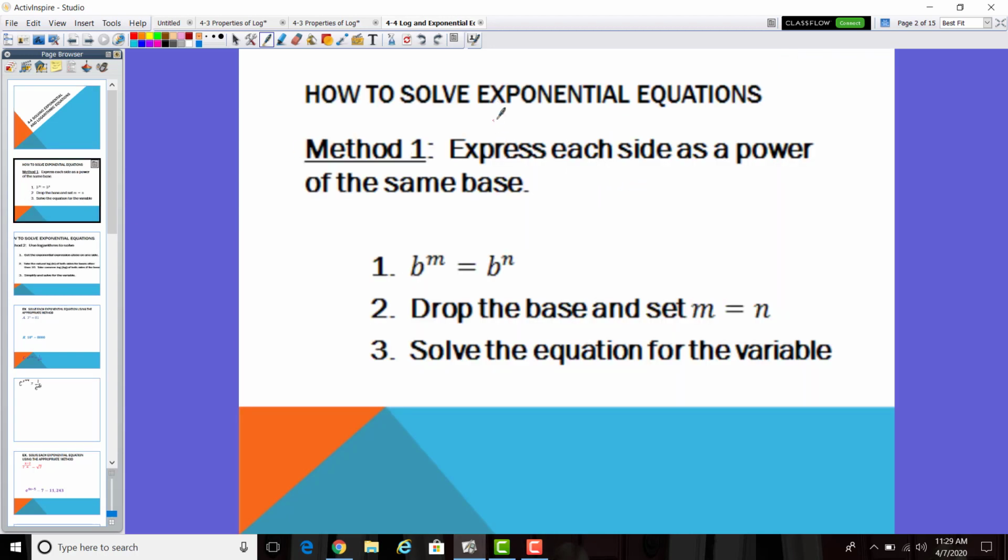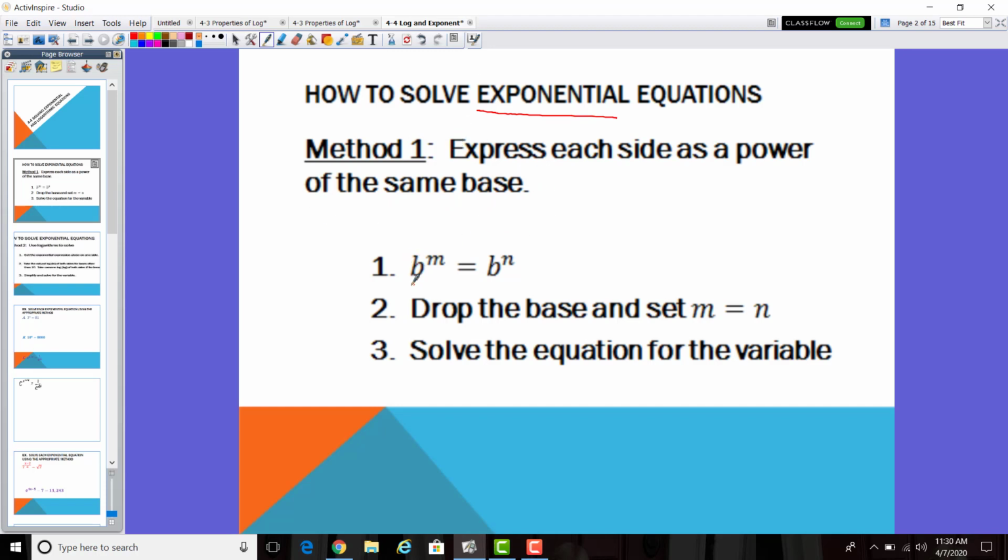So we're going to start with exponential equations. An exponential equation is one in which we have exponents in there, but the exponent is the variable we're solving for. Now our base is going to be a number. There's actually two methods. I call this one method 1, but in my math lab they're going to say things like express each side as a power of the same base. So it's also called the same base power method.